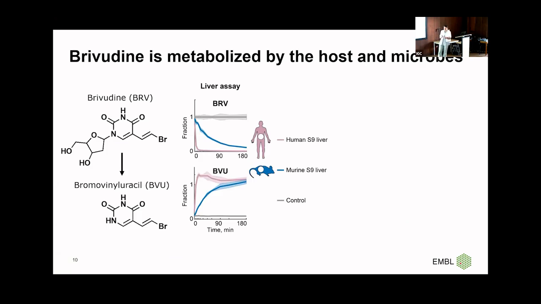So we started with one particular drug, Brivudine, which is an antiviral compound taken orally. And this compound is known to be metabolized to a metabolite, bromovinyl uracil, or BVU. And this metabolic conversion can be performed both by the host and by the microbes. It was known before, but we also confirmed it experimentally by performing human and mouse liver assays with Brivudine, and showing that human and mouse liver can convert drug to drug metabolite.